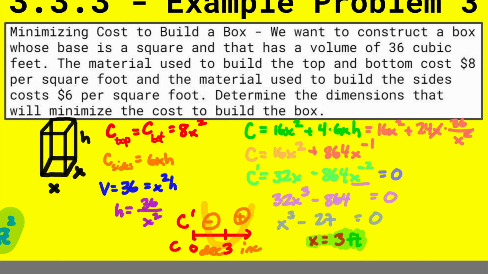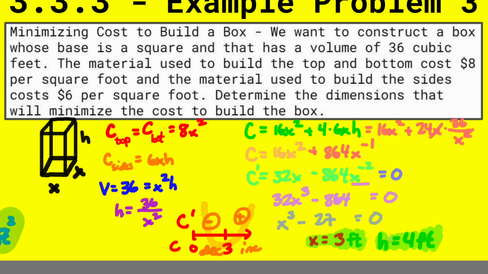For the x, we still have to figure out the h. We have an h equation. Let's see, where's that h equation? Right here in purple. So we're going to throw in the 3 in that. So it's 36 divided by 9, so that's going to be 4 feet. So that's the height.